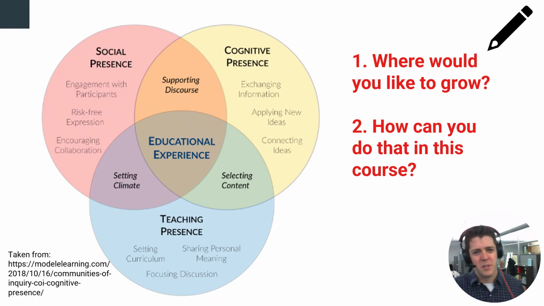So here's some additional language that Garrison, Anderson, and Archer used to describe this overlap. And as you look at where your tendencies and preferences are, I think it's useful to think about what we do at the intersection, and how our teaching presence supports both cognitive and social presence. The diagram's flipped here, but you see the intersection of teaching presence and cognitive presence being about selecting content. That's our role there, right? The content we select, the activities we select help create and sustain that cognitive presence.